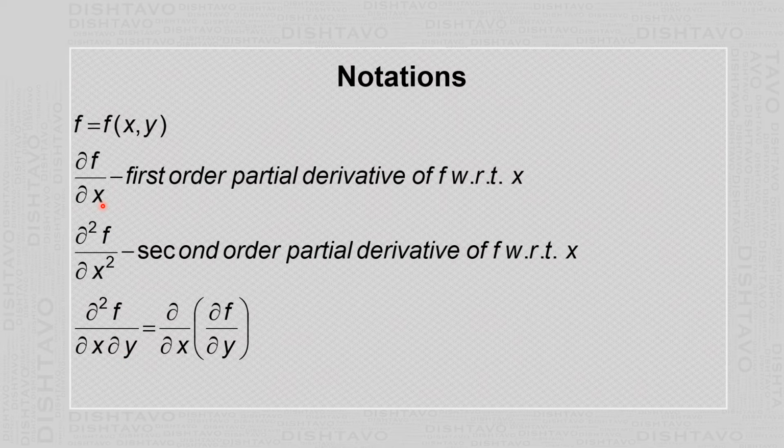There are symbols for these derivatives. For example, dou f by dou x can be written as f suffix x. Dou 2f by dou x 2 can be written as f suffix xx. The dou 2f by dou x dou y can be written as f suffix xy. But we do not use this symbol in physics. We directly write in terms of the symbol dou.